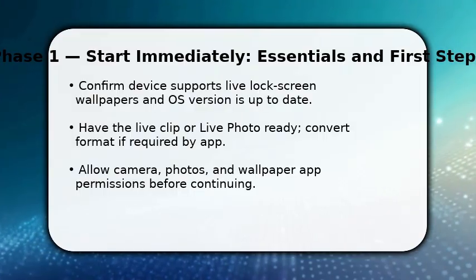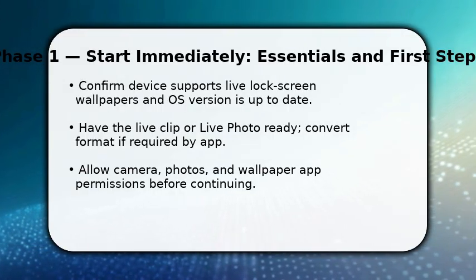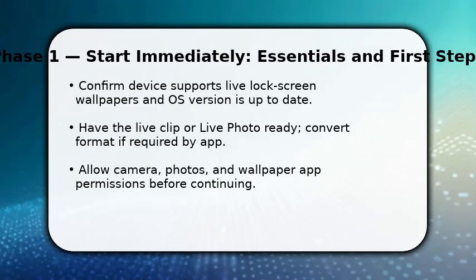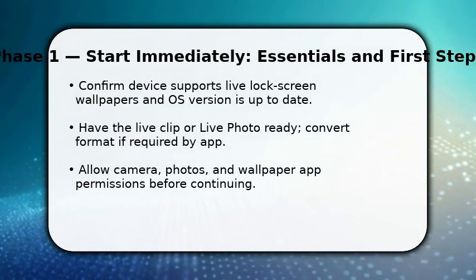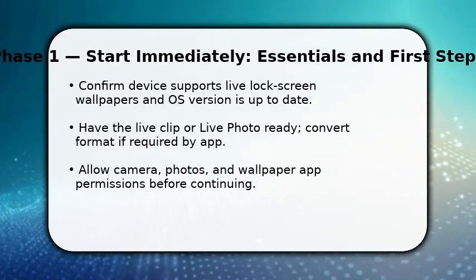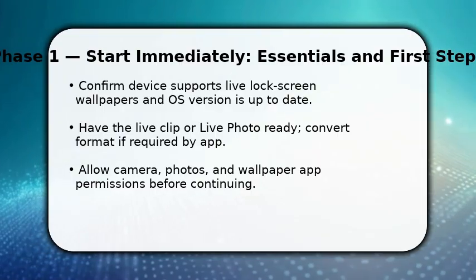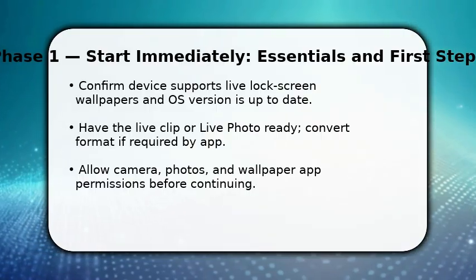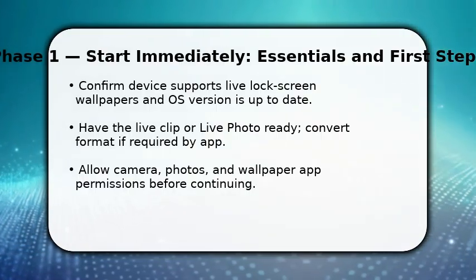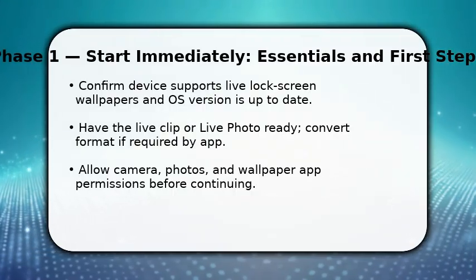You start by confirming your device actually supports live lock screen wallpapers. That avoids wasted steps. Once done, check the OS version and update if needed, because new features require current software. Next, prepare the live clip or live photo you want to use, and make sure it's in the format the wallpaper tool accepts. Finally, open the Wallpaper app and grant camera, photos, and any necessary permissions so the app can access and install the live content.